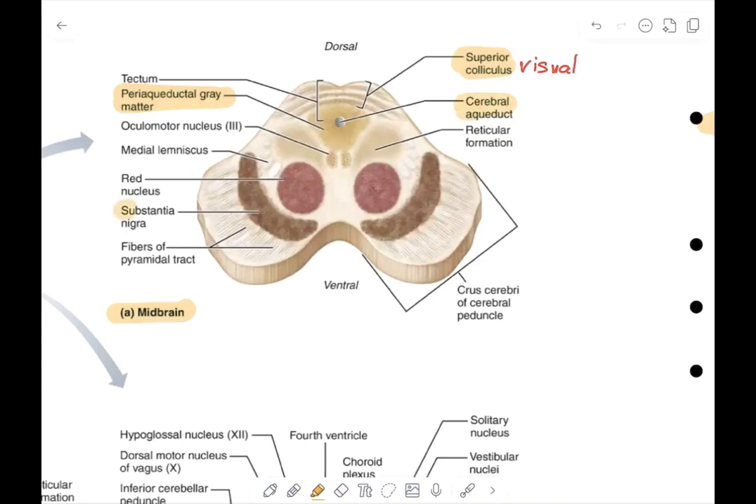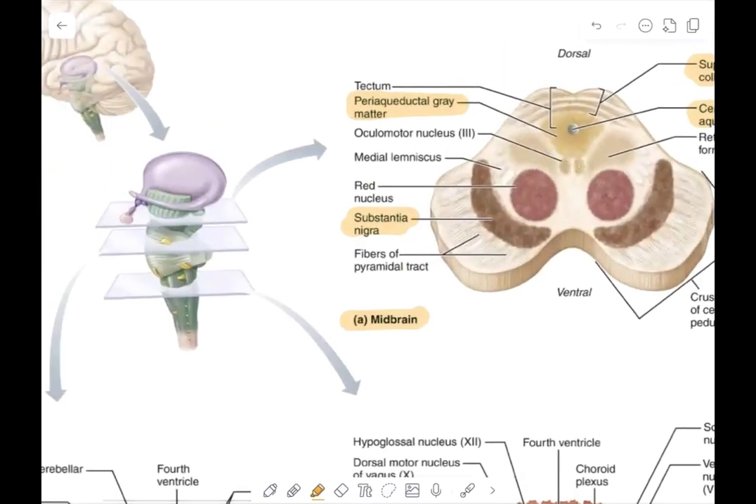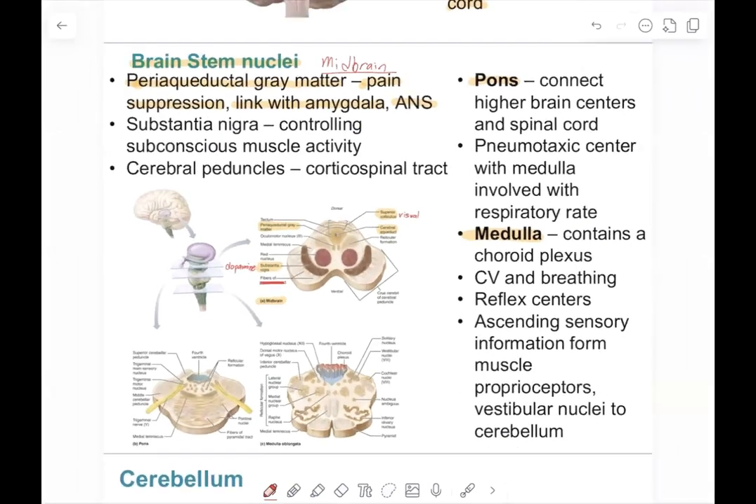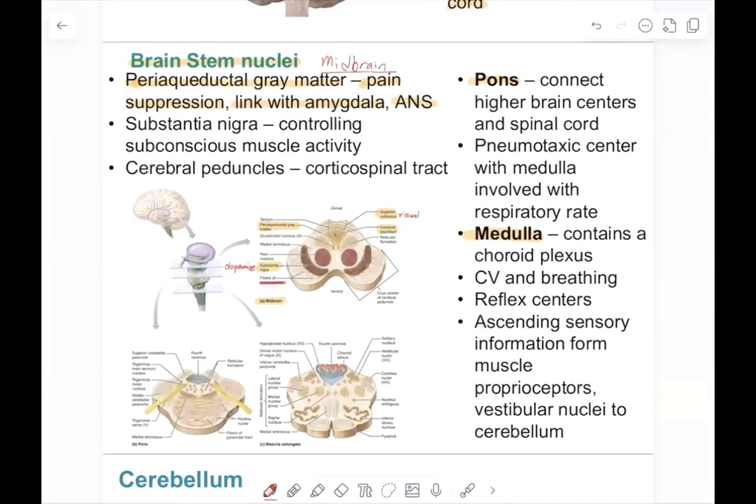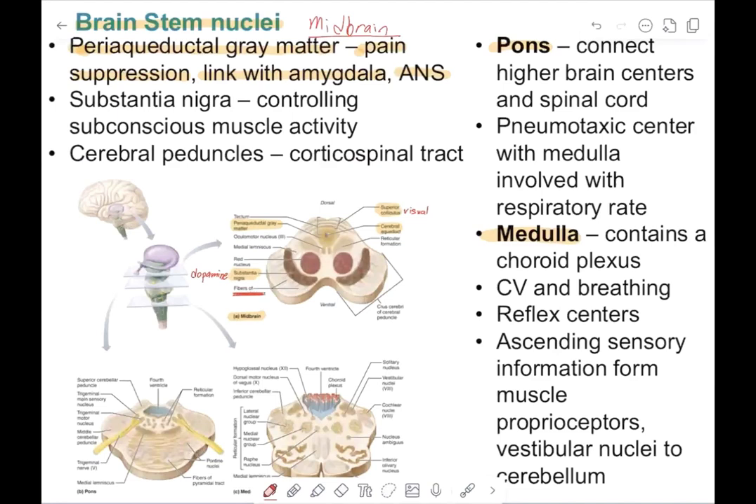The substantia nigra. And again, it's important for you to know that the substantia nigra plays a role with dopamine, and as we're going to learn later, it has to do with Parkinson's. When this says pyramidal tract, you don't need to know pyramidal tract. It's essentially referring to the corticospinal tract. The substantia nigra controls subconscious muscle activity, and the cerebral peduncles are located for the corticospinal tract.